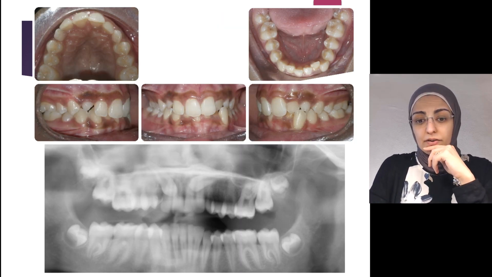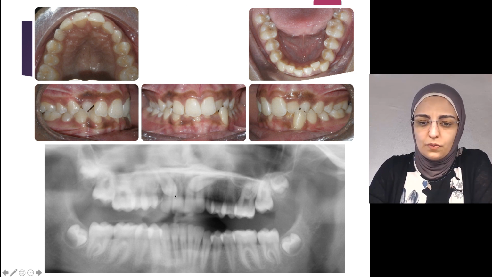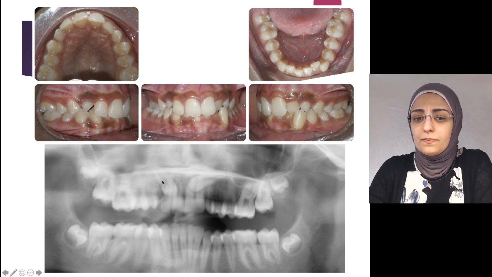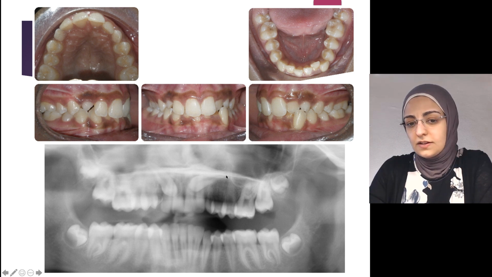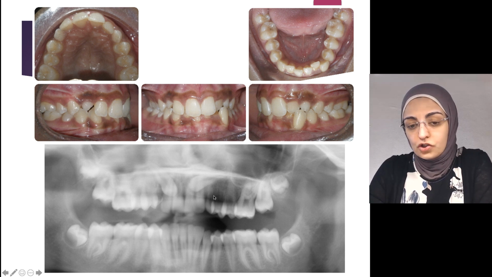And this is another case for another girl. She was a bit younger than him. She was around 12. And we see bilateral, the canines are impacted. Look at it. Both of them are palatal. This one is more horizontal. This doesn't have a very good prognosis, or it will be difficult for us to bring into the arch.